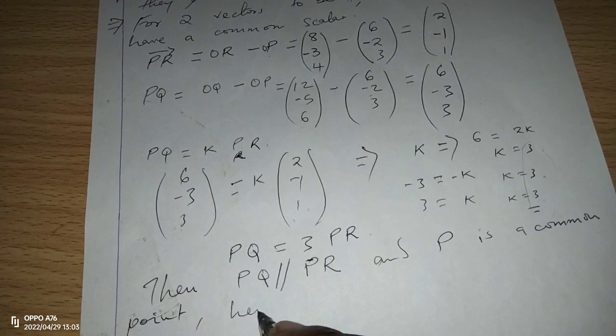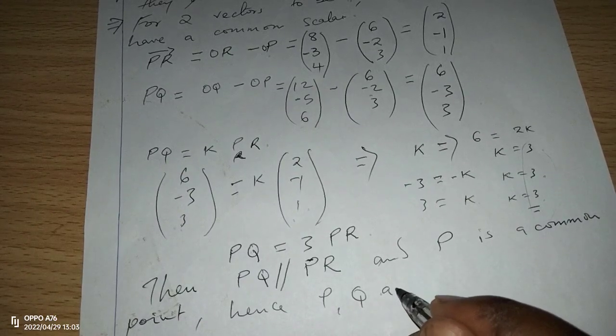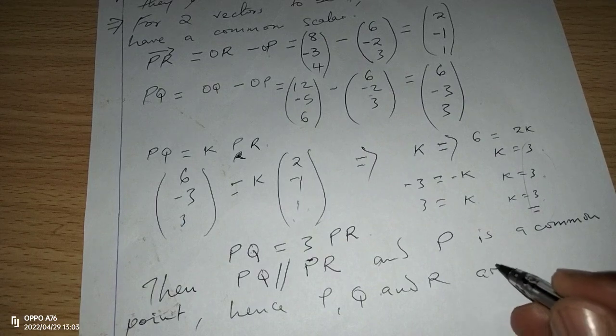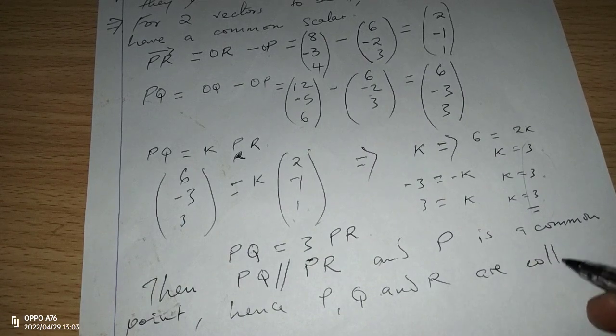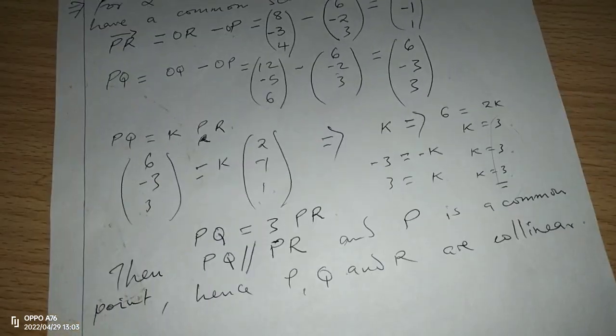Then we say the 3 points are collinear. Therefore, P, Q, and R are collinear points.